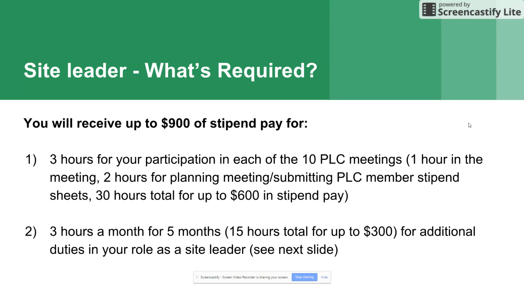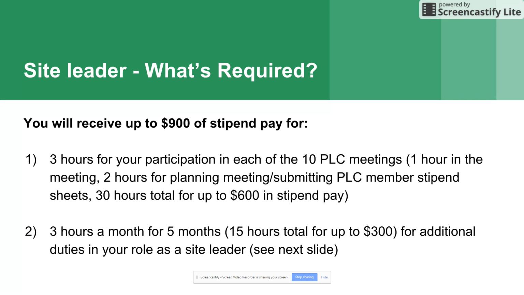So you will receive up to $900 of stipend pay over the 5 months. How that breaks out is you'll be paid for 3 hours for each of the 10 PLC meetings, and that'll include 1 hour for participation in the PLC meeting, and then 2 hours for planning the meetings and submitting the PLC members' stipend sheets. That'll be a total of 30 hours over the course of the 5 months, and will total $600 in stipend pay if you complete all of those timesheets, and you do need to complete a timesheet with other members of the PLC to get that.